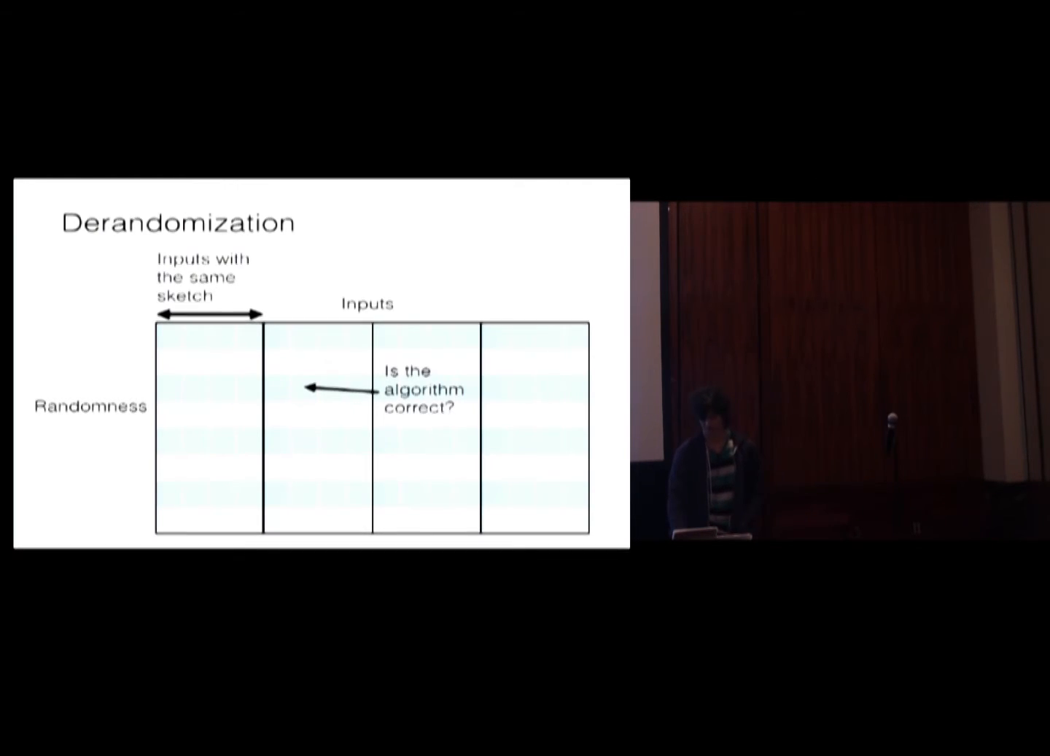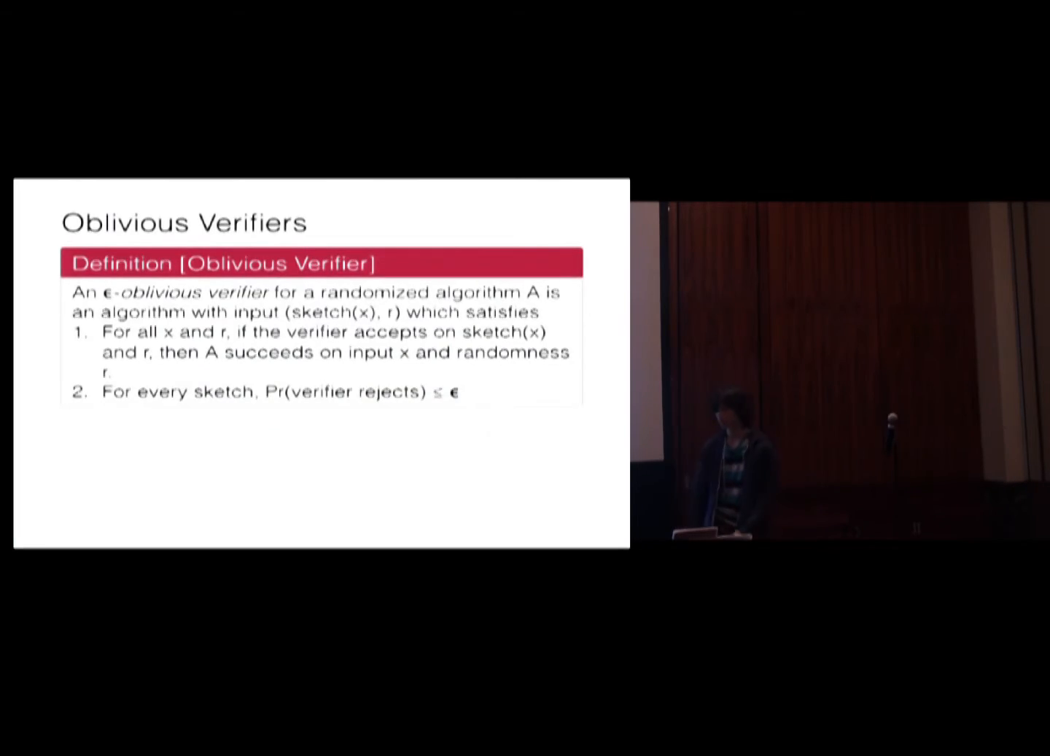So how do we argue that a situation like this exists? We construct these things we call oblivious verifiers. So here's the definition: an epsilon oblivious verifier is an algorithm that gets as input a sketch and a string r, and it satisfies these two conditions.